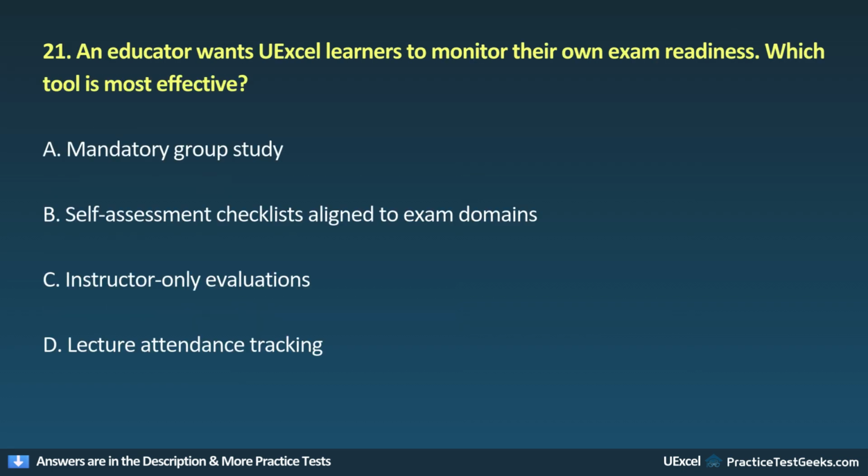21. An educator wants UExcel learners to monitor their own exam readiness. Which tool is most effective? A. Mandatory group study. B. Self-assessment checklists aligned to exam domains. C. Instructor-only evaluations. D. Lecture attendance tracking.